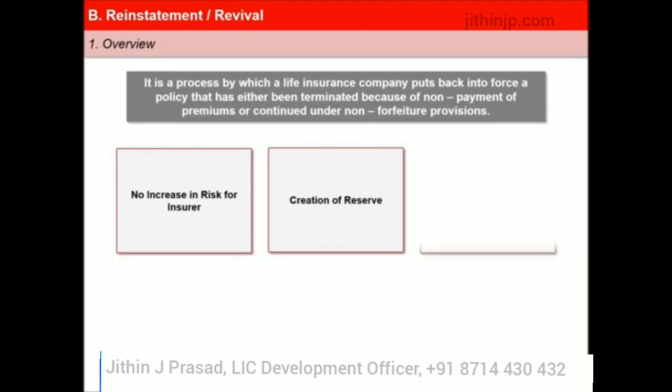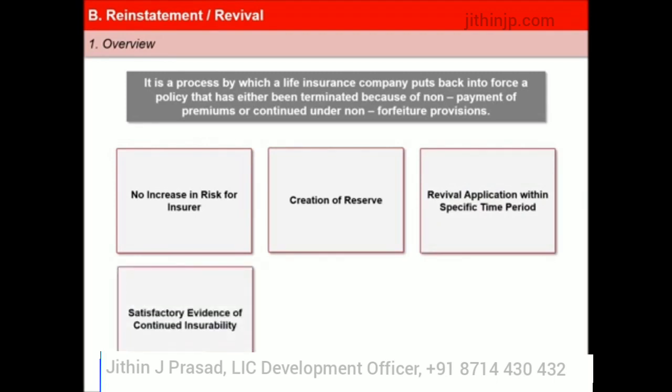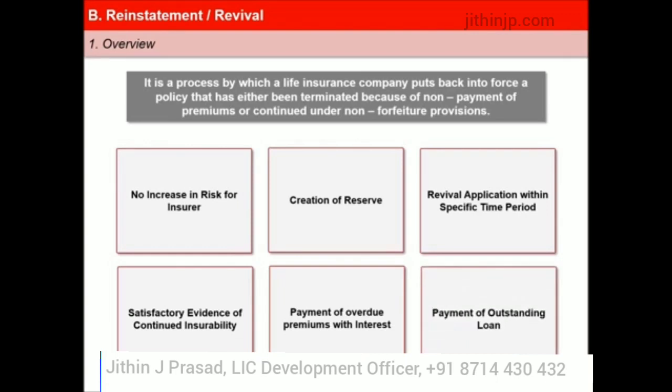Third, revival application within specific time period. Fourth, the insured must present satisfactory evidence of continued insurability to the insurance company. Fifth, the policy owner is required to make payment of all overdue premiums with interest from the due date of each premium. And sixth, the insured must also pay outstanding policy loan or reinstate indebtedness, if any.